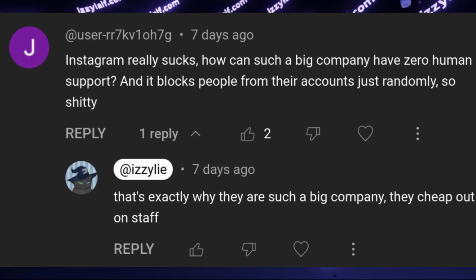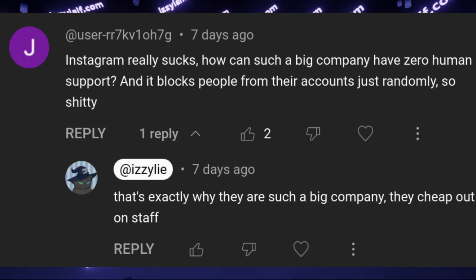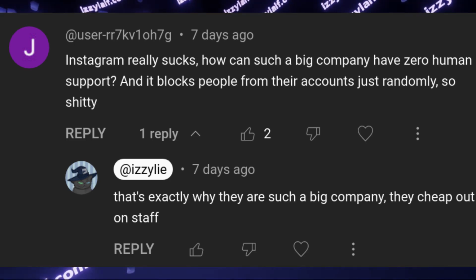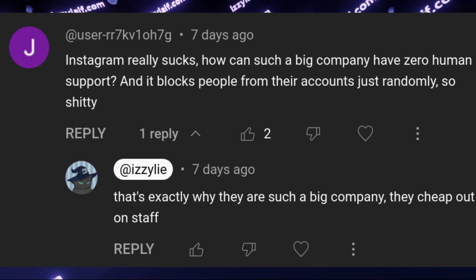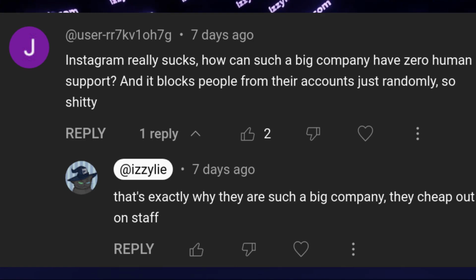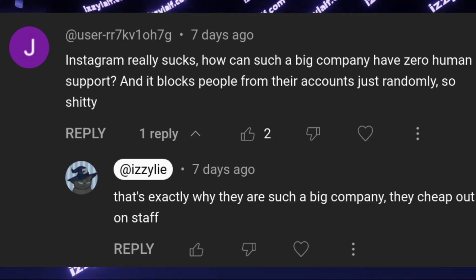The problem is Instagram, Facebook, and Meta earn ridiculous amount of money through several means, and one of them is cheaping out on stuff. That's why it's next to impossible to get support from a real person at Instagram or Facebook, and those scammers are just exploiting this situation. But they cannot help you. They don't work for Instagram. Just beware.